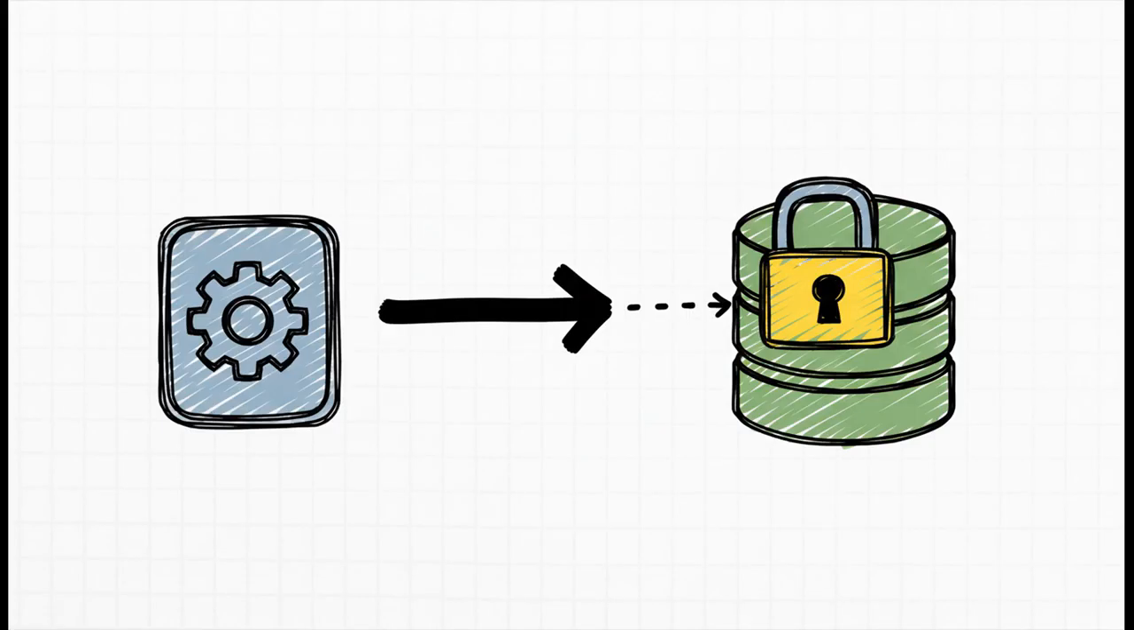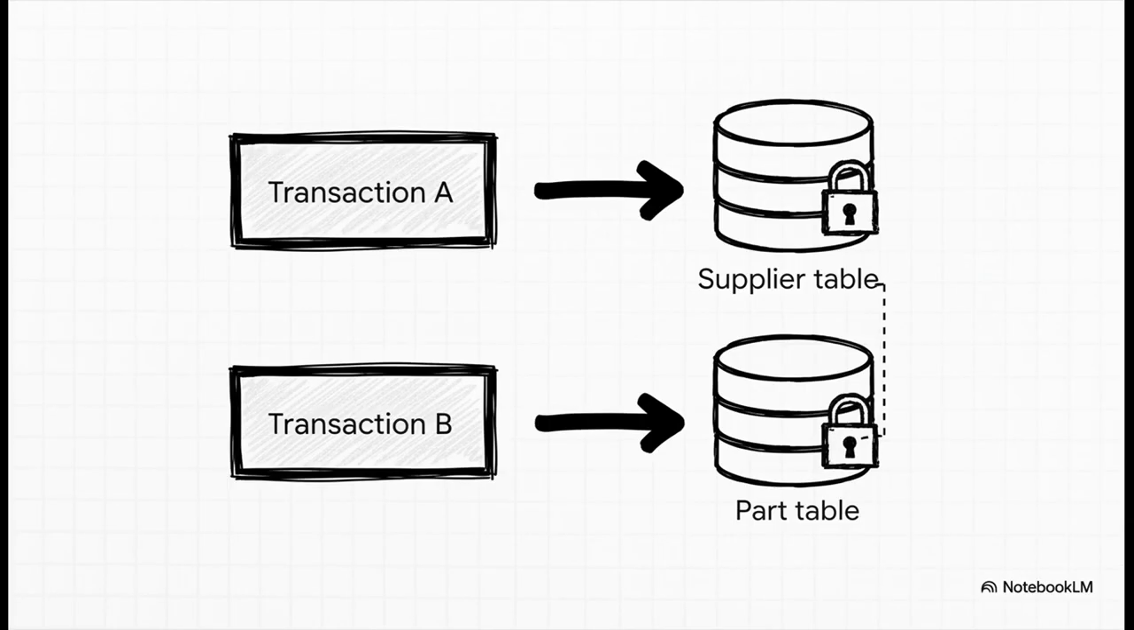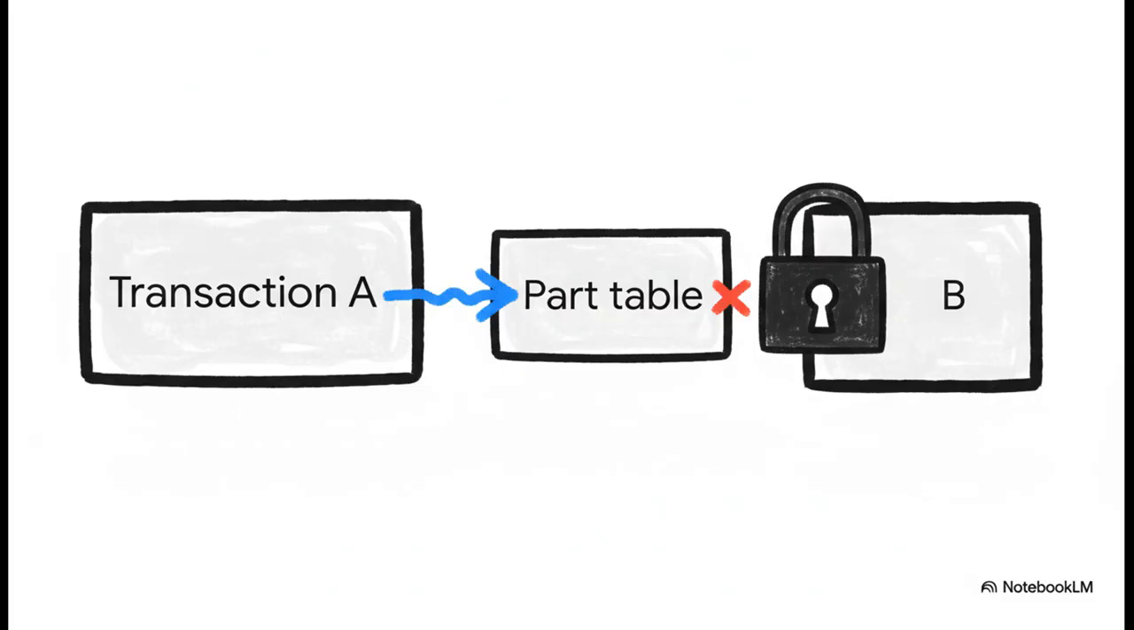All right, let's walk through a classic crime scene step by step. So, you've got transaction A. It kicks off, and the first thing it needs to do is update the supplier table. No problem. It acquires a lock on that table. So far, so good, right? At the exact same time, over on another thread, we've got transaction B. It's doing its own thing, and it needs to update the part table. So it goes ahead and locks that. You see where we are? Both transactions are now holding a resource, minding their own business.